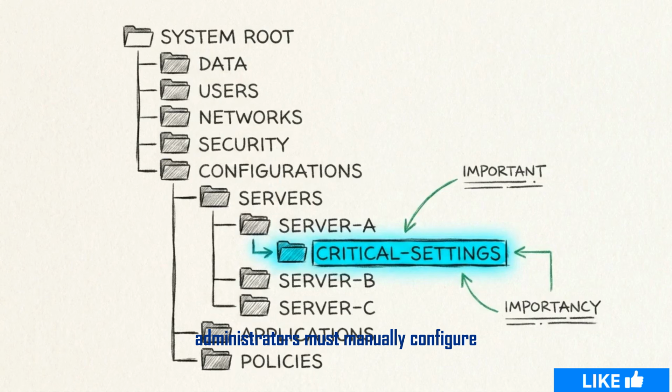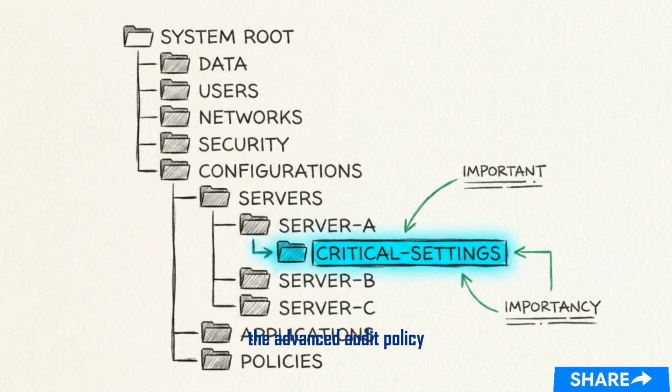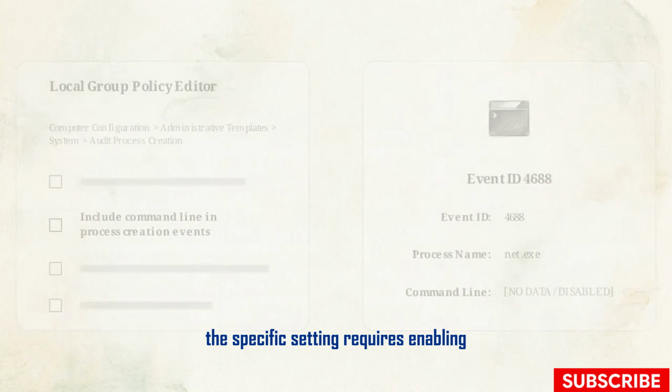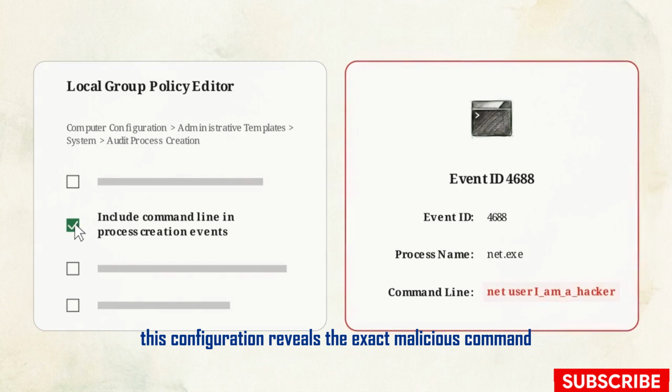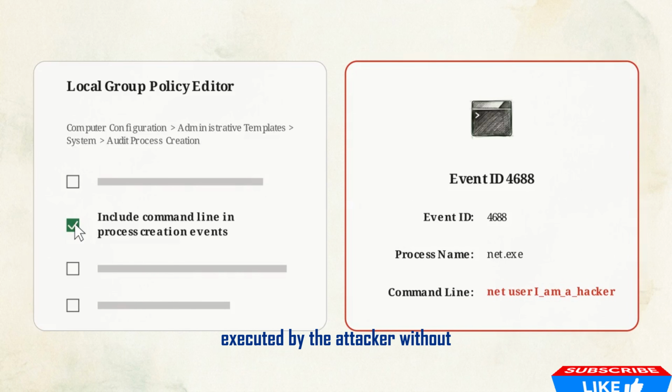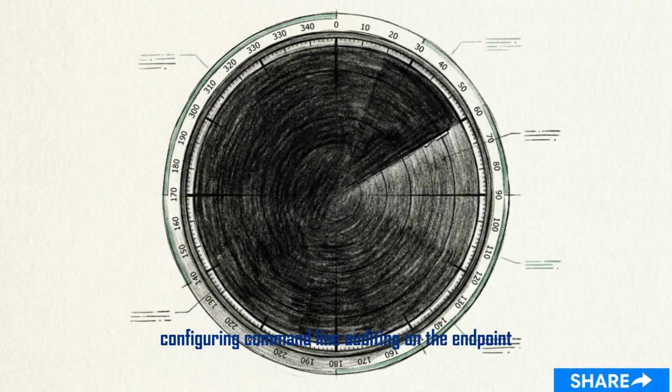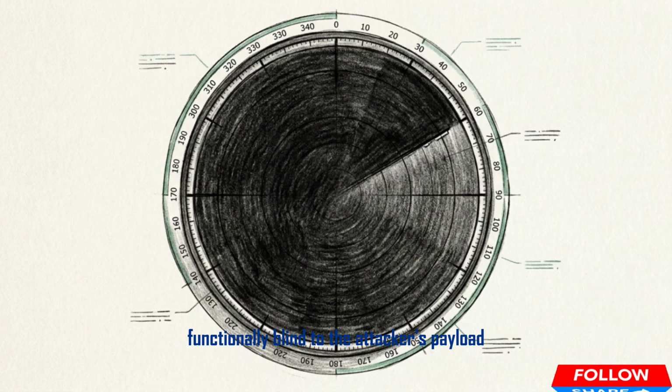To fix this, administrators must manually configure the advanced audit policy using group policy objects. The specific setting requires enabling include command line in process creation events. Once enabled, this configuration reveals the exact malicious command executed by the attacker. Without explicitly configuring command line auditing on the endpoint, the SIEM remains functionally blind to the attacker's payload.